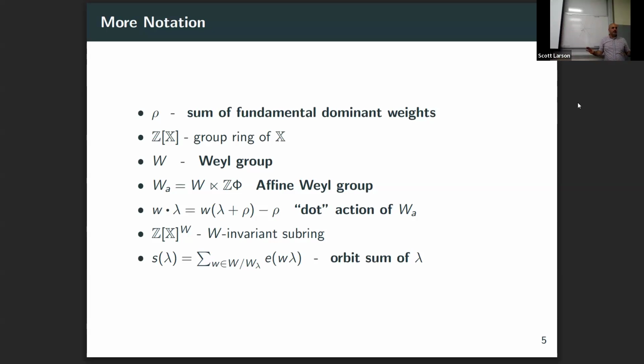I should have said at the outset, stop me if you have any questions along the way. This is the worst part of a Lie theory talk, you've got to hit the notation, and there's just no getting around it. Okay.